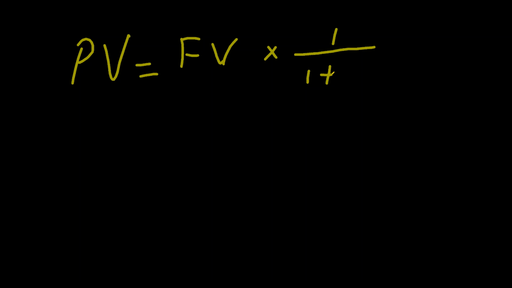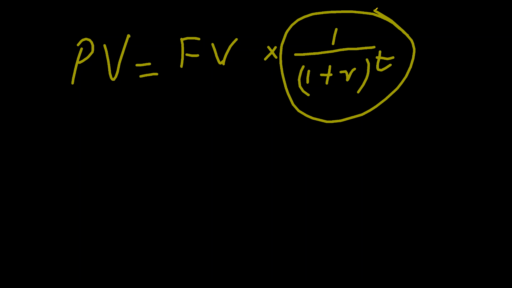So let me write it that way. I say the present value is equal to future value multiplied by 1 divided by 1 plus r raised to the power t. This portion, if I separate it from the formula, is called the discount factor.